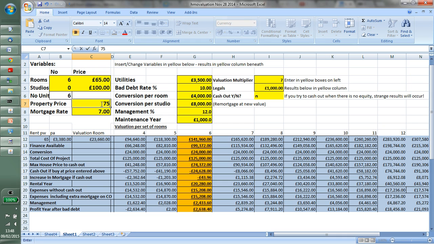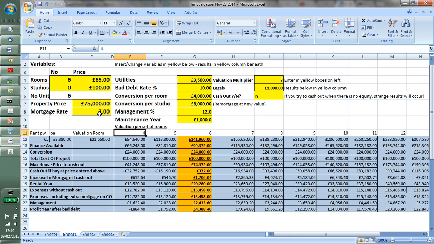Say that we managed to bring it down to 75,000, put that figure in, and as you can see, the numbers now mean that you can't really cash out much, 300 quid, but at least the books balance. And the bottom line now has gone up to 4,300 because you're not financing such a huge pot of the 100,000.